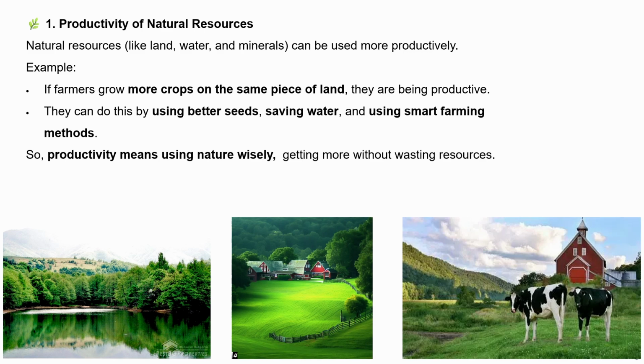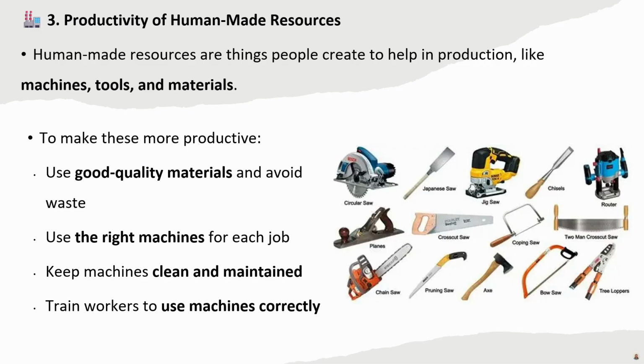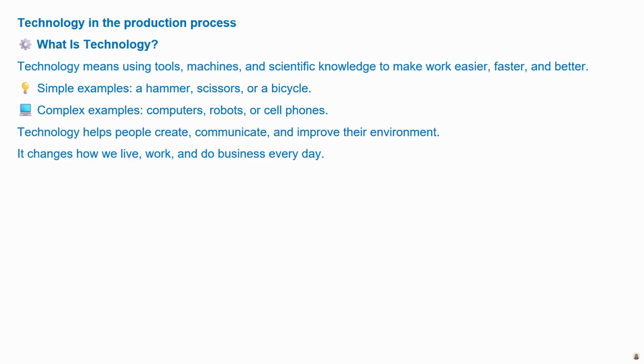So, our natural resources means using nature wisely and not wasting. Human resources means people work well according to a plan. They use machines and technology. They are trained and they're skilled, and they are happy and motivated. We use machinery which is good quality and it avoids waste. We use the right machines for the right job. We make sure our machines are well maintained and used correctly.